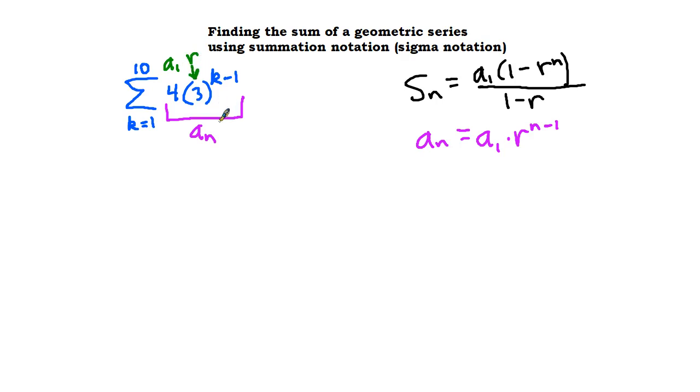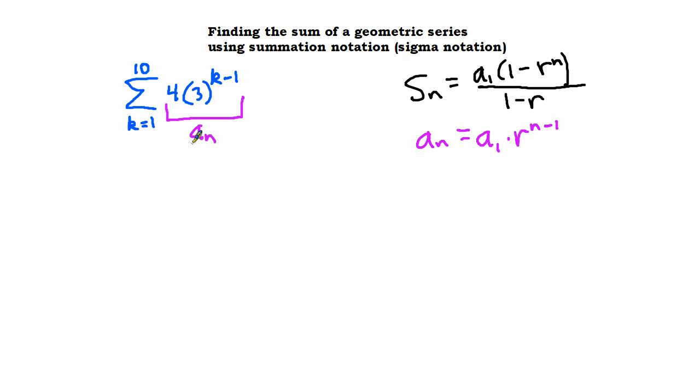Now, that does not work if this is not n minus 1 or k minus 1. It only works when you have the variable minus 1. If it's something else, then you're actually going to have to compute the first and second term. You'll have to compute the first term to get a sub 1, and the first and second term to find r. But in this case, we can look right at it and say a sub 1 is 4 and r is 3. Yay!